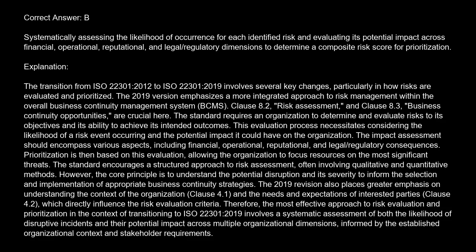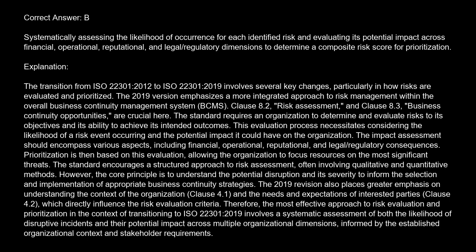The correct answer is B. Systematically assessing the likelihood of occurrence for each identified risk and evaluating its potential impact across financial, operational, reputational, and legal/regulatory dimensions to determine a composite risk score for prioritization.